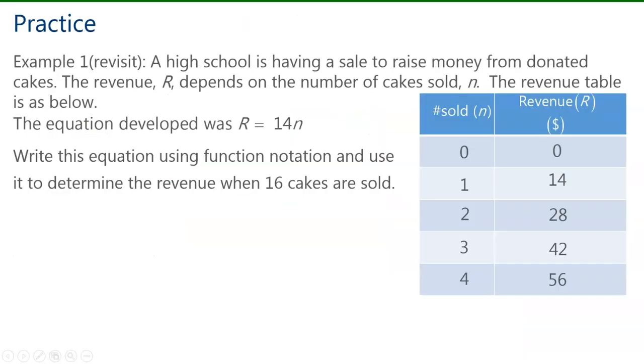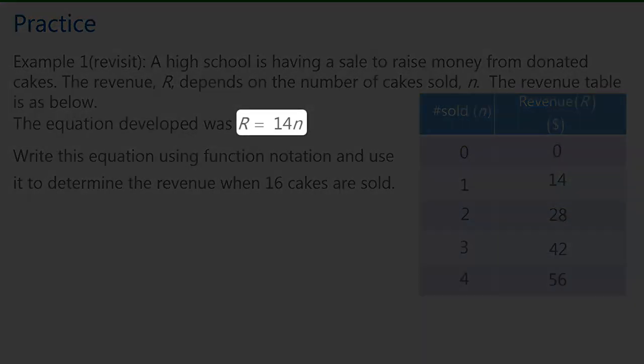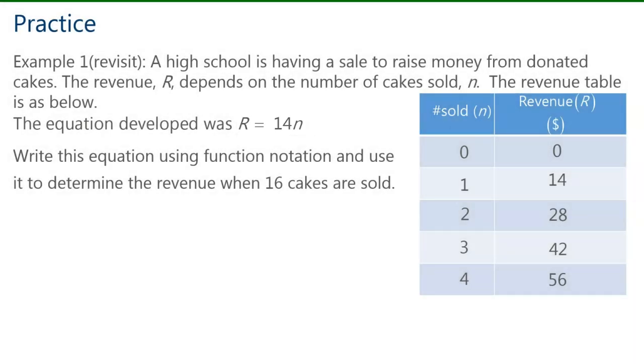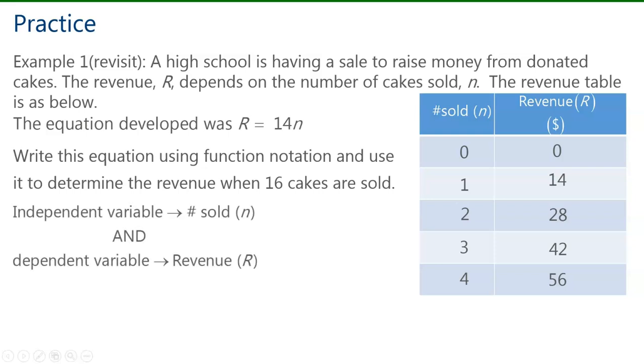Here's more practice. You may wish to hit pause here and try this one all on your own. We revisit example 1 here. A high school is having a sale to raise money from donated cakes. The revenue R depends on the number of cakes sold N, and the revenue table is as below. Recall that the equation developed was R equals 14N. Our task here is to write this equation using function notation and use it to determine the revenue when 16 cakes are sold. First, the independent variable was the number sold, and the dependent variable was the revenue R. Recall number sold was N.